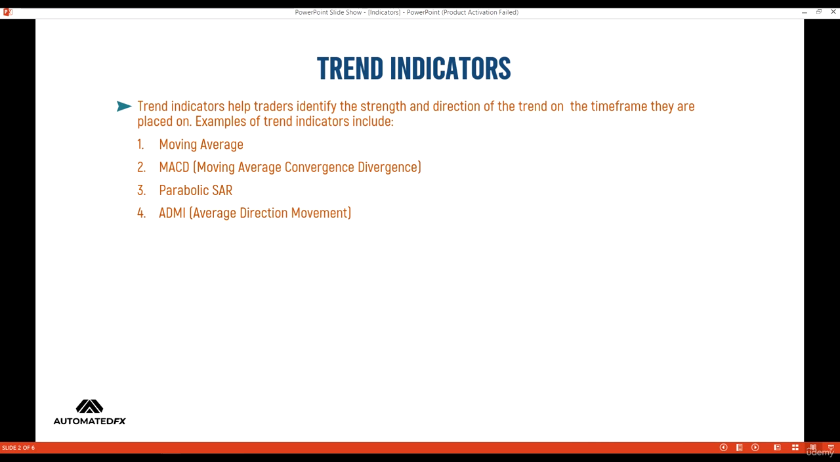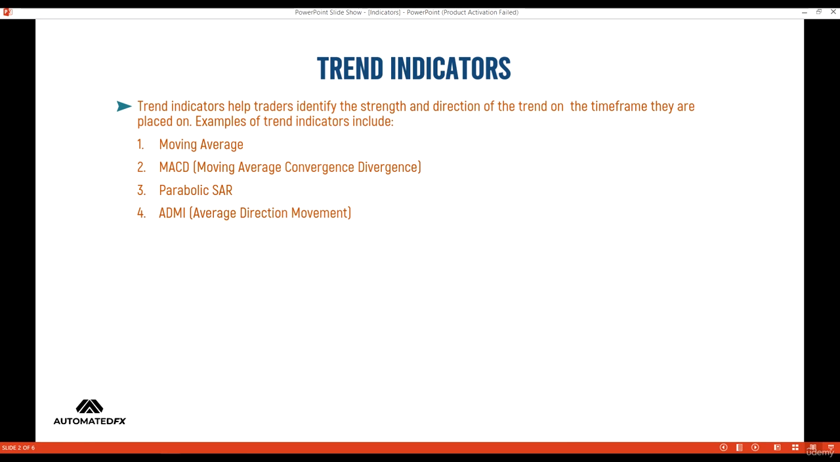So what's a trend indicator? What do they do? Trend indicators help traders identify the strength and direction of the trend on the time frame they are placed on. That's basically how they are used. They help identify the direction and the strength of the trend, based on the time frame they are placed on. So that's what trend indicators do.